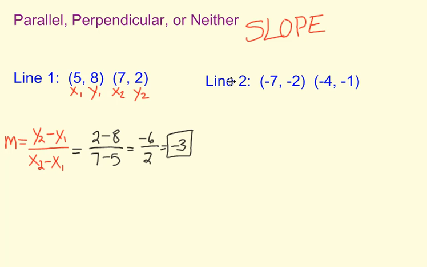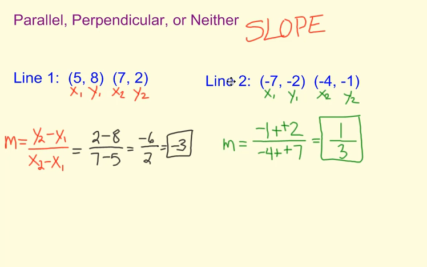Now we need to know the slope of line 2. Again, I'm going to just label x1, y1, x2, y2, and find the slope over here. We have y2 minus y1, minus the negative. Make sure we catch that becomes plus. x2, negative 4 minus negative 7, there it is again, that becomes plus. So negative 1 plus 2 is 1 over negative 4 plus 7 is 3.